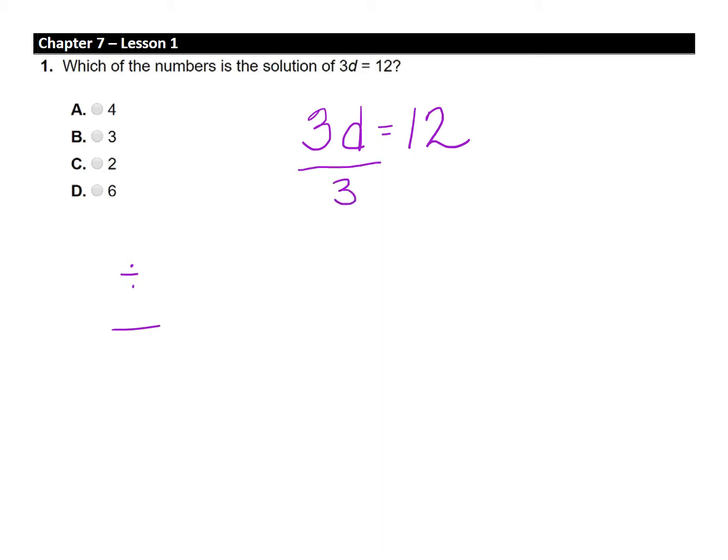Divide by 3, divide by 3. 3 divided by 3 cancels each other out. I have d equals 12 divided by 3 equals 4. Our answer is answer choice A, 4.